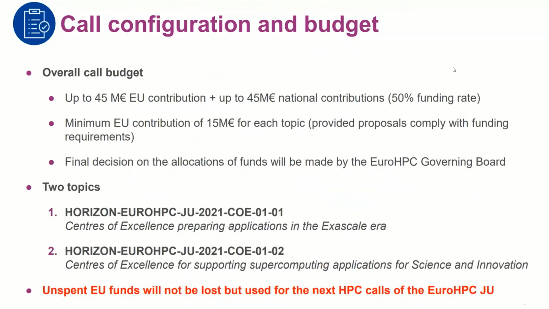Here is how it's configured and the budget. So the overall budget is 90 million, split in two parts. It will be 45 million for the EU contribution, and the other 45 million will come from the national contribution by every national funding authority.